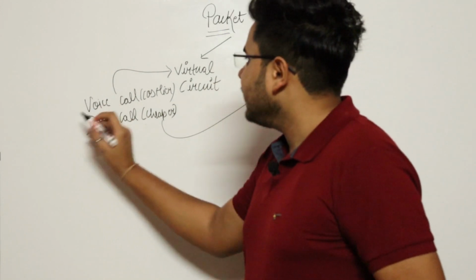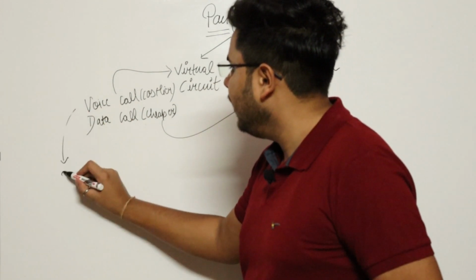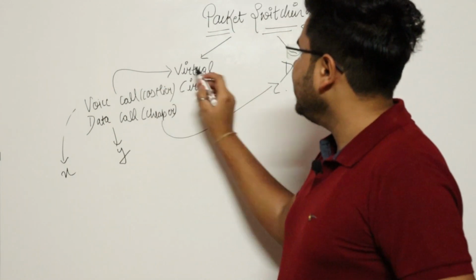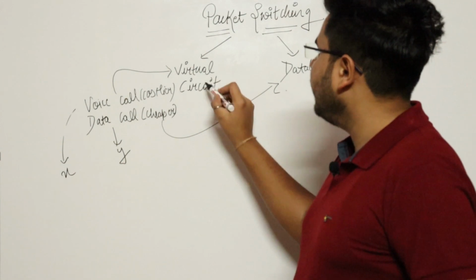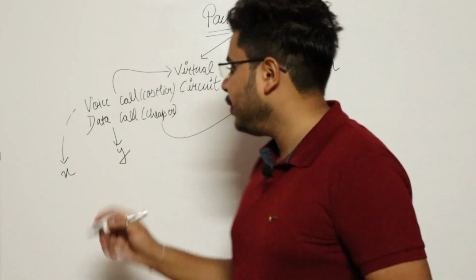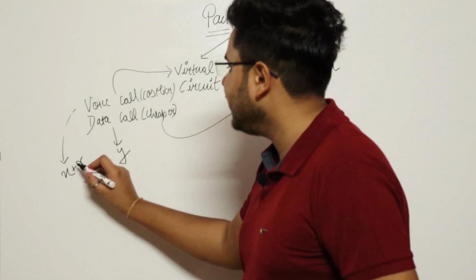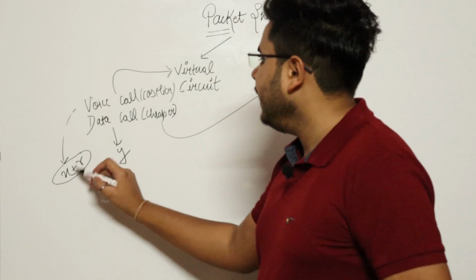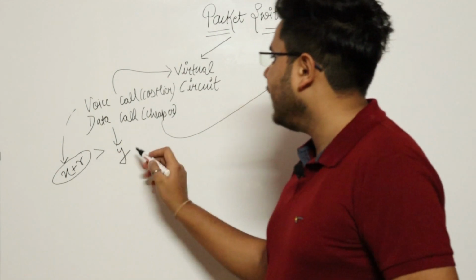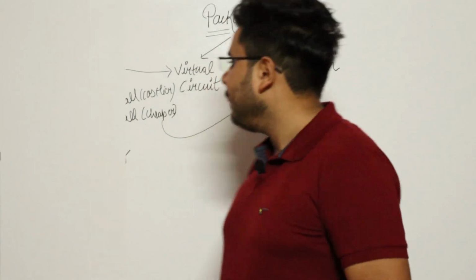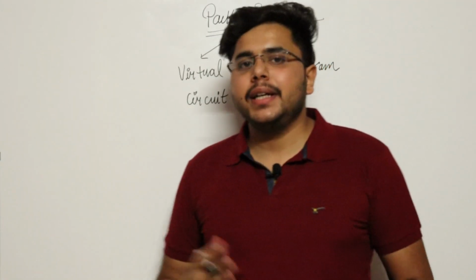So due to that reservation of space we have to pay extra rent. Suppose the cost of the data call is Y and the cost of the voice call is X, but since the voice call is in virtual circuit, we have to pay extra rent due to the reservation of space, that is X plus R, where R is the rental cost. That's why it is always greater than the data call. So this is the reason behind this.